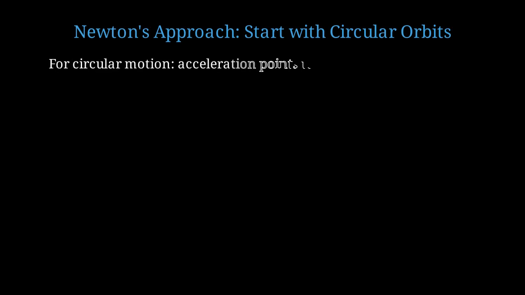Newton started by simplifying the problem. Instead of dealing with ellipses right away, he first considered circular orbits. This is a common scientific strategy. Solve the simpler case first, then generalize. For an object moving in a circle at constant speed, the acceleration must point toward the center. This is called centripetal acceleration.